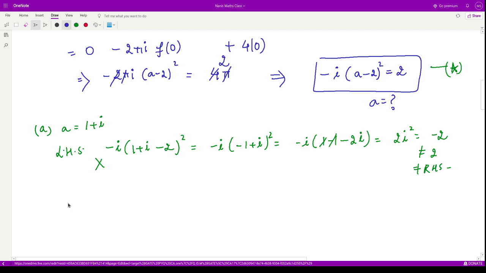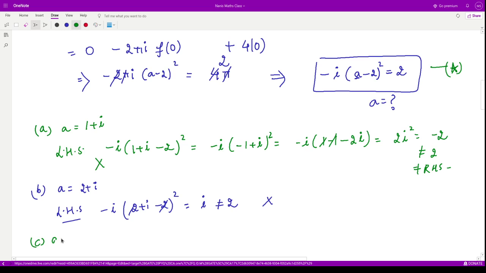Let us go and check the second option. For the second option, we would have a equal to 2 plus iota. So the left hand side would be minus iota multiplied by the value of a, which is 2 plus iota, minus 2, whole square. So here this term cancels with this. Iota square would be minus 1. So we'll have iota, which is clearly not equal to 2, the right hand side. So this option is also incorrect.